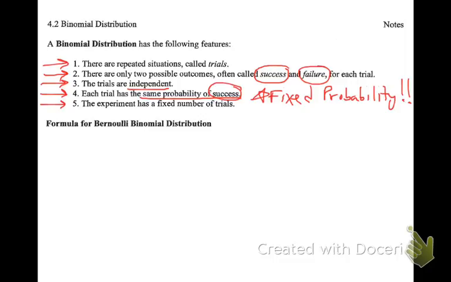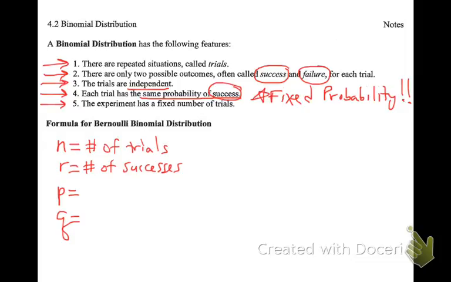For the Bernoulli problems, you're going to set up your problems like this. You're going to start with N, R, P, Q. N is going to be the number of trials. R is going to be the number of successes. P and Q are going to be your probabilities. P is the probability of success. And as you can guess, Q is going to be the probability of failure.